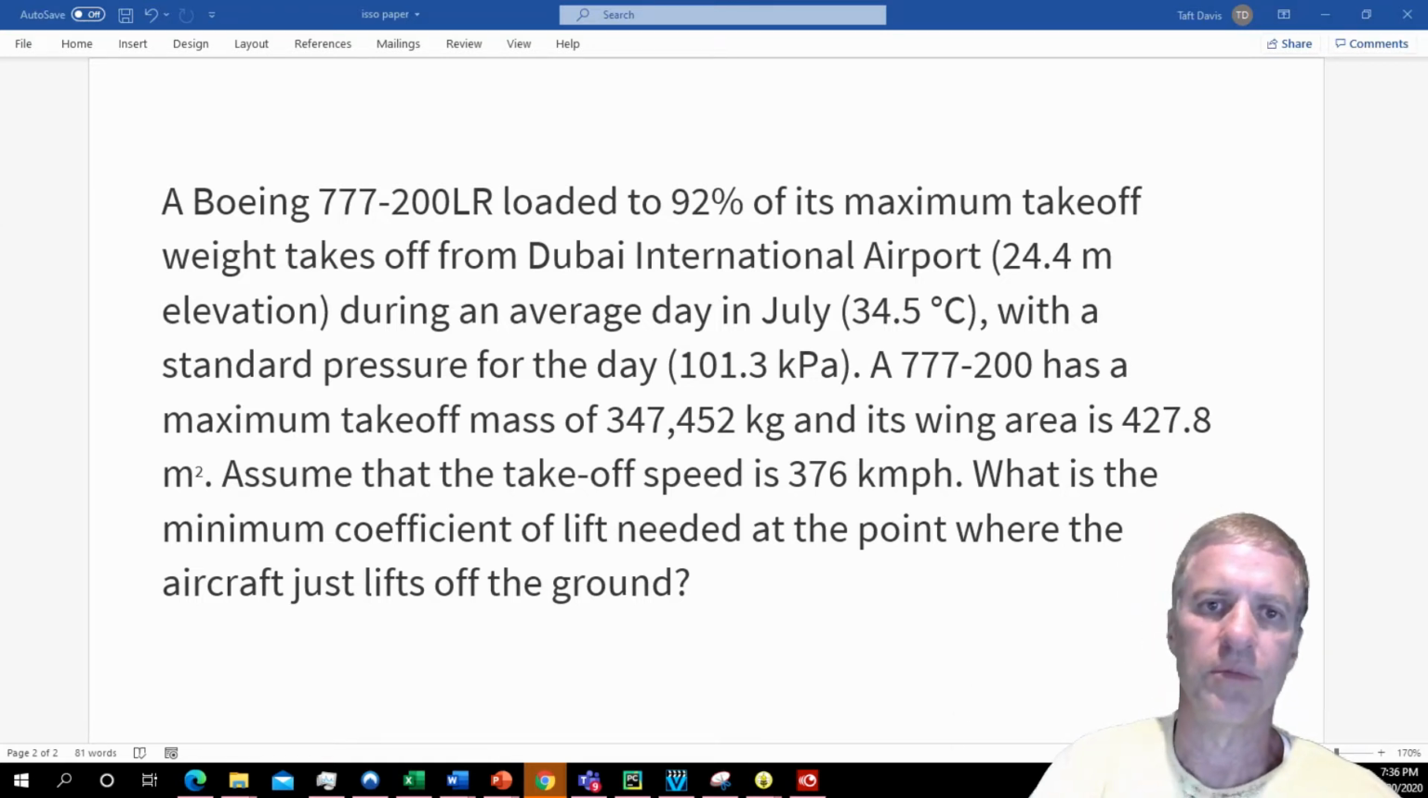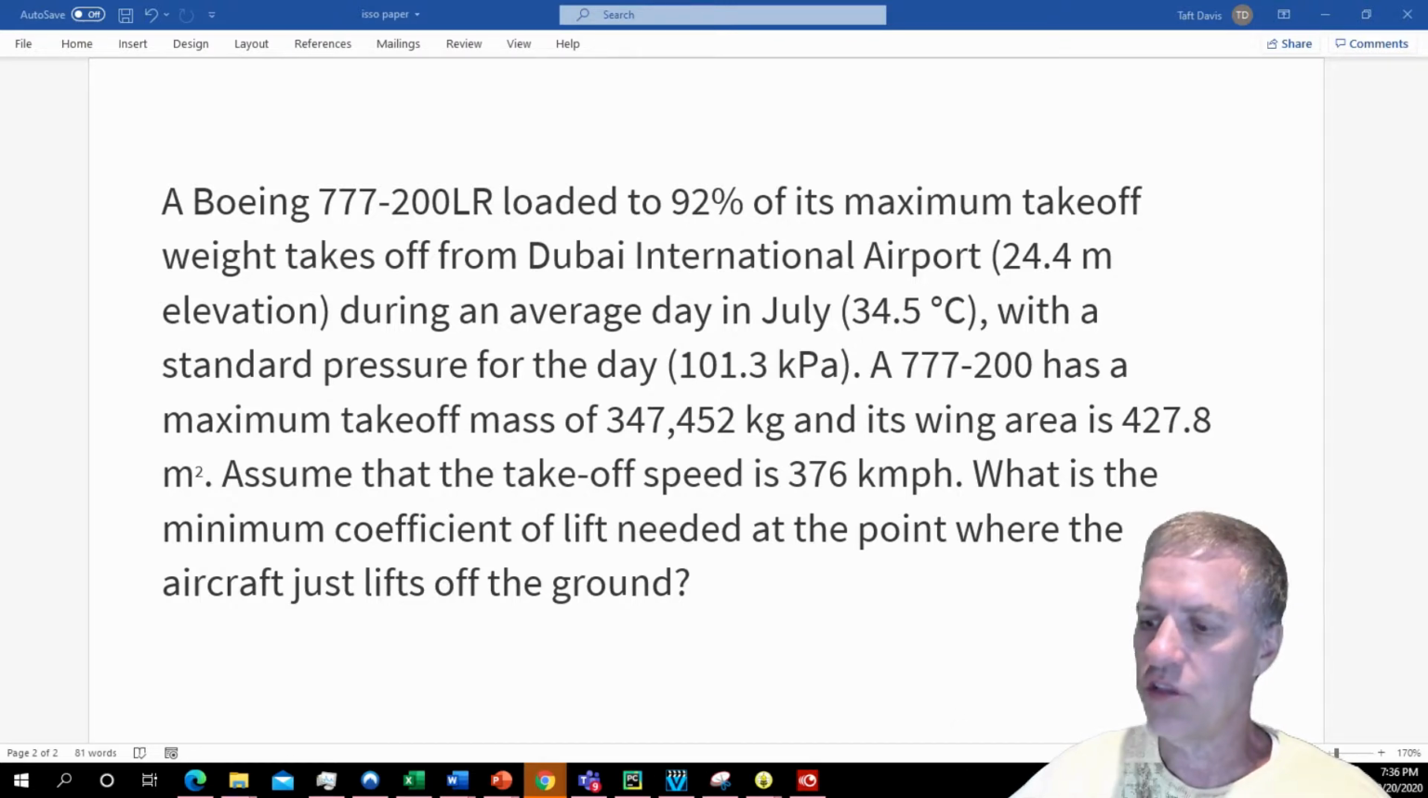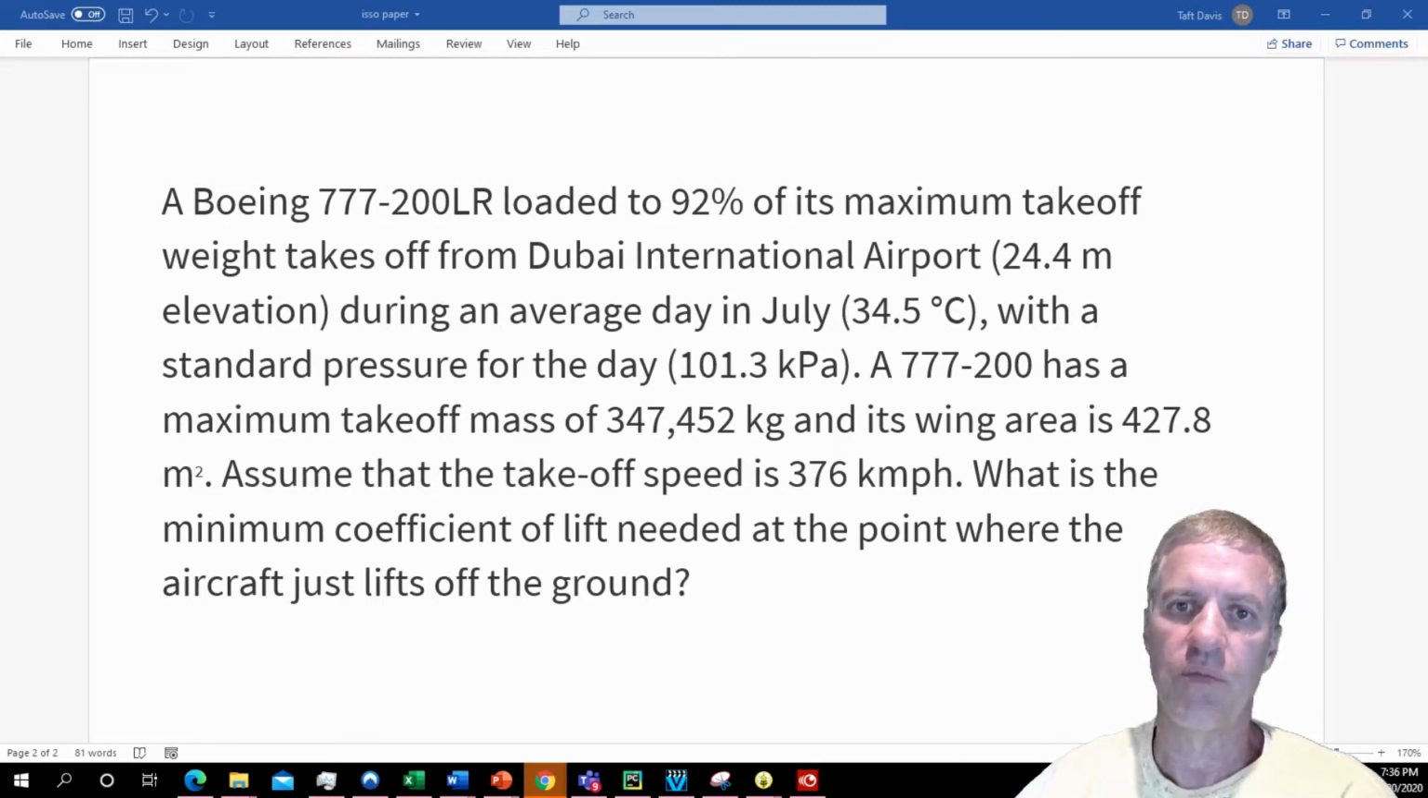All right, let's take a look at this problem. We've got a Boeing 777-200 LR loaded at 92% of its maximum takeoff weight. It takes off from Dubai International Airport. It's 24.4 meters elevation during an average day in July. It's 34.5 degrees Celsius with a standard pressure for the day of 101.3 kilopascals.